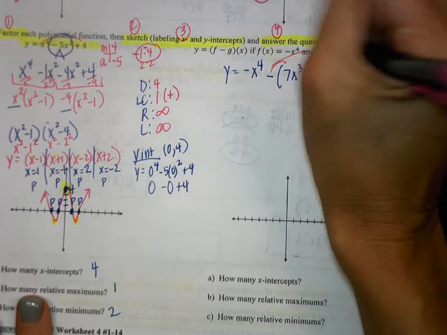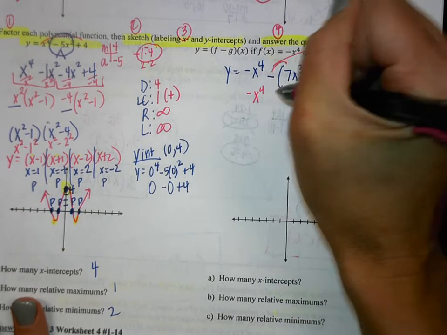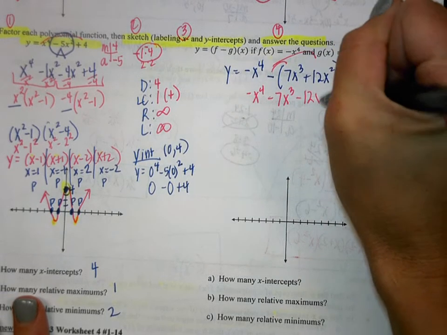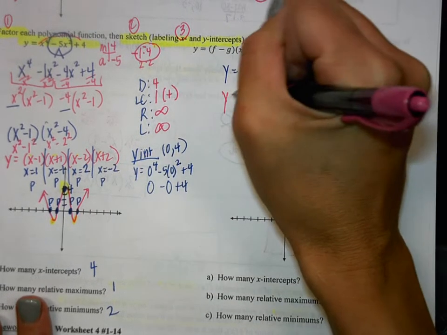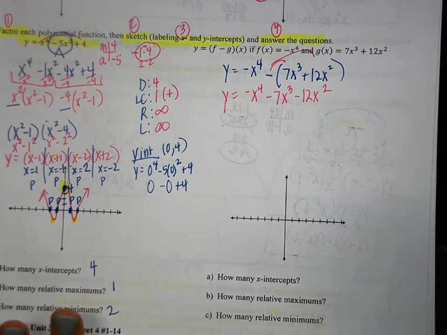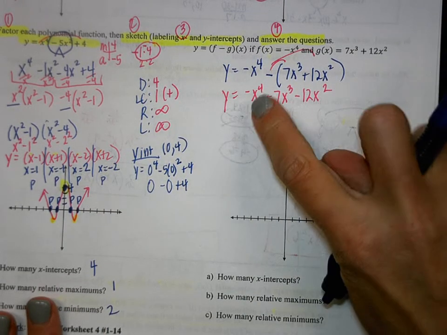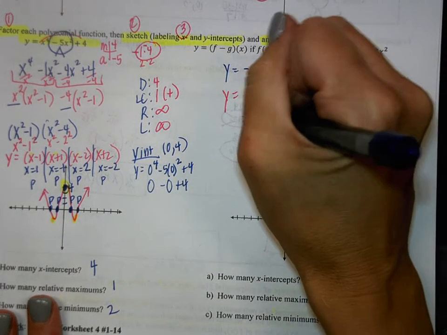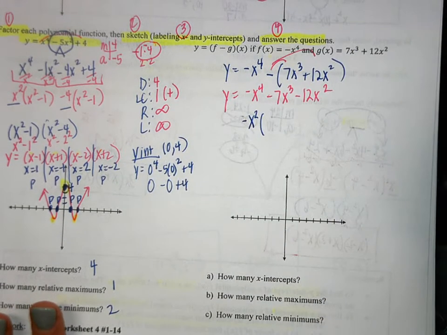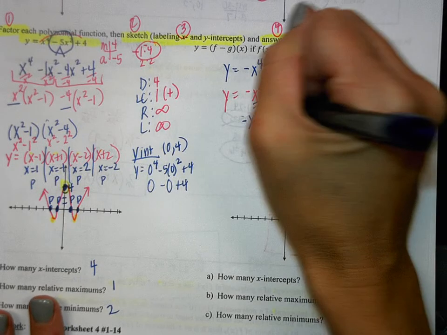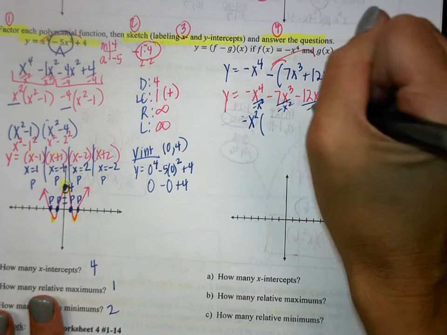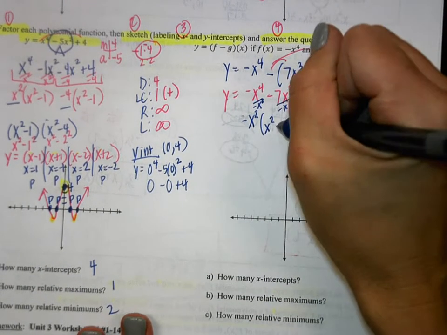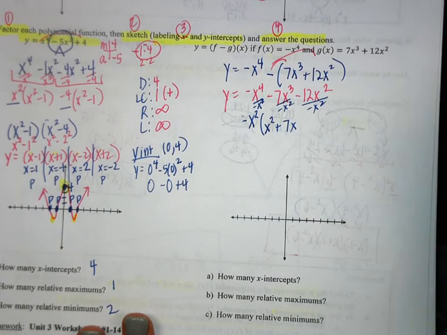So I end up with negative x to the 4th minus 7x to the 3rd minus 12x squared. Is there a GCF? What is it? And because this first one is a negative, we're going to factor out a negative x squared. When you do that, I'm dividing each of these by a negative x squared, which leaves me with positive x squared plus 7x plus 12.